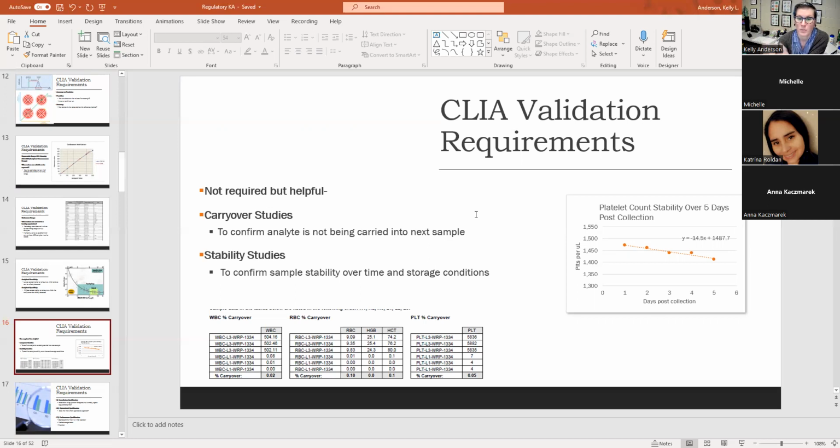And then there's stability studies too. So you want to confirm that if you say your sample is acceptable for 5 days after collection, you want to verify that by testing on day 1 through day 5, that the sample result is going to remain the same throughout that 5-day period.